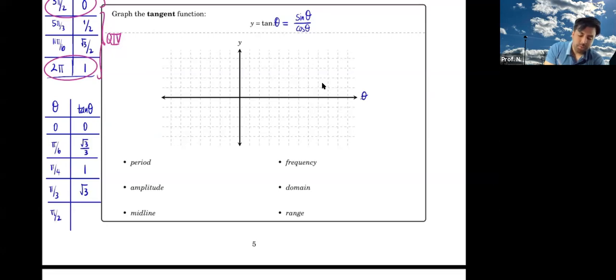And then at pi over 2, what happens? At pi over 2, sine is 1, but cosine is 0. And when you get 1 over 0, you get undefined. Remember, this is when undefined appeared. So actually, these are all the ones that we would need for now. So what makes tangent much different is that tangent has vertical asymptotes. So we're going to have something that looks like this.